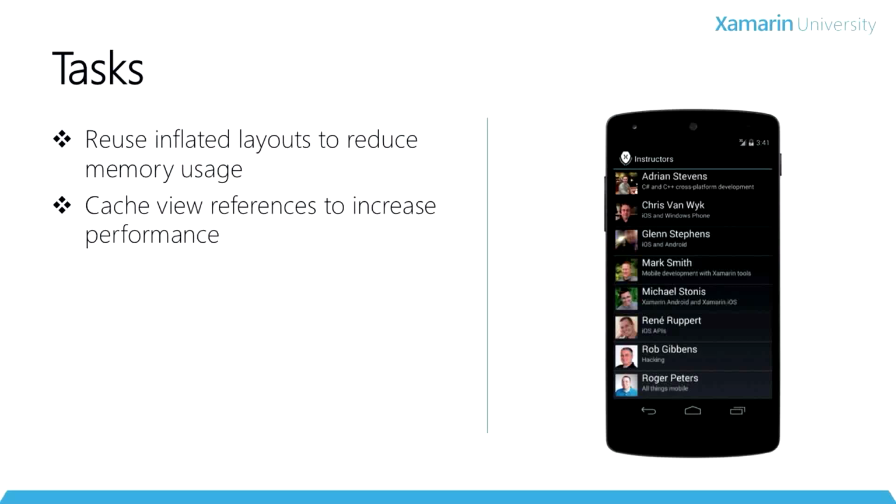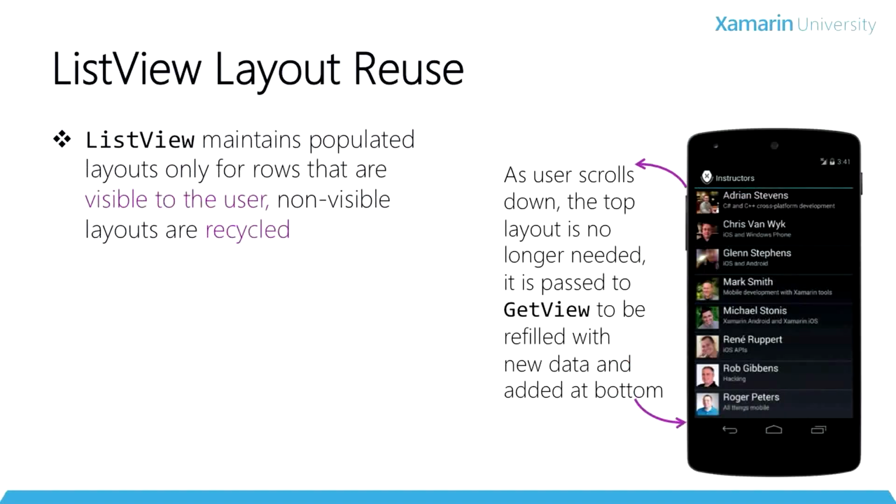First, we'll look at reusing layouts to reduce memory usage. Secondly, we want to cache our view references, which will allow us to save some CPU cycles. Both of these patterns are extremely common in the Android community. You're likely to see them in most of the adapters that you look at. Let's start by talking about list view layout reuse.